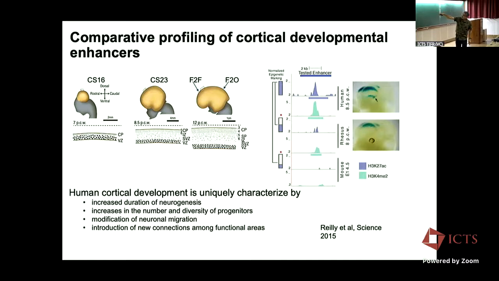And just something about human cortical development is uniquely characterized by these facts: increased duration of neurogenesis, increased number and diversity of progenitors, neuronal migration, and new connections among functional areas, interneurons. So this becomes relevant when we try to interpret what we find. So that's why I put it up here.